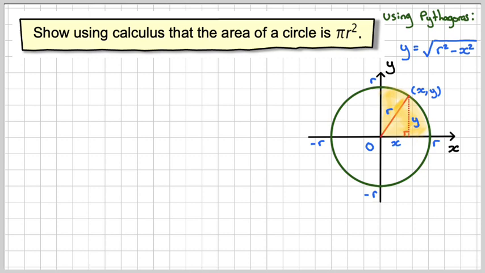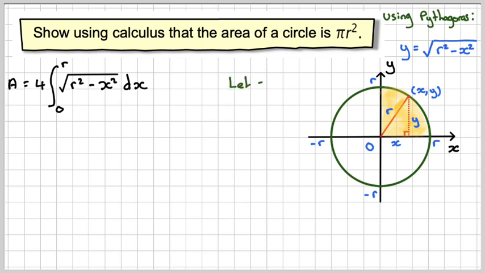Now, if we say that the area of the circle is 4 times the shaded area, then we can set up an integral. So the area will be 4 times the integral from 0 to r of this function, which is the square root of r squared minus x squared dx. Now, to integrate this, we need to use integration by substitution.